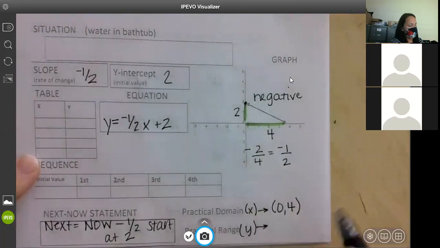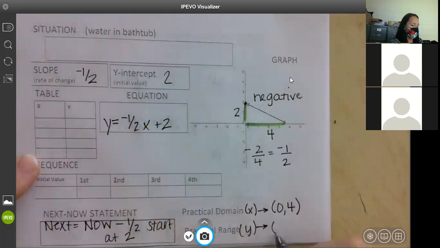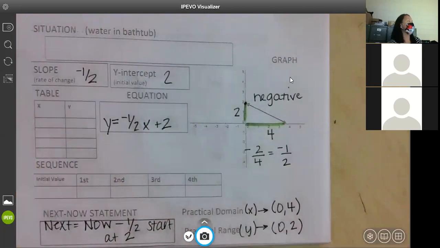Same thing on the y-axis. What's the lowest point that green line touches? What's the highest it touches? That's it. That's practical domain and range. If you make that little triangle, it kind of helps you see that as well. Okay. Getting close.